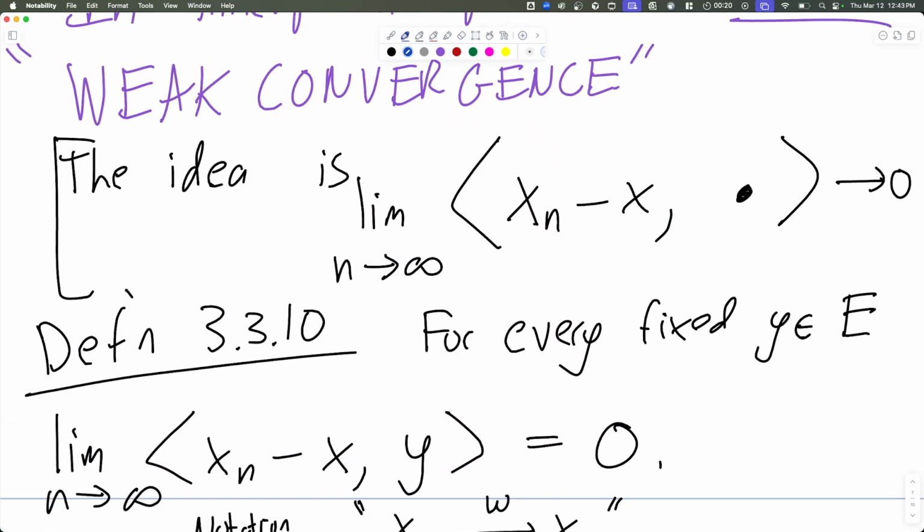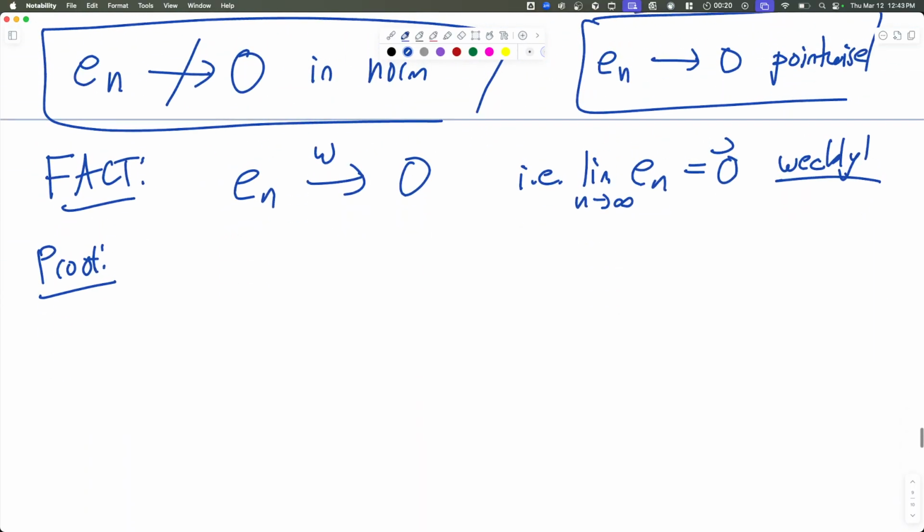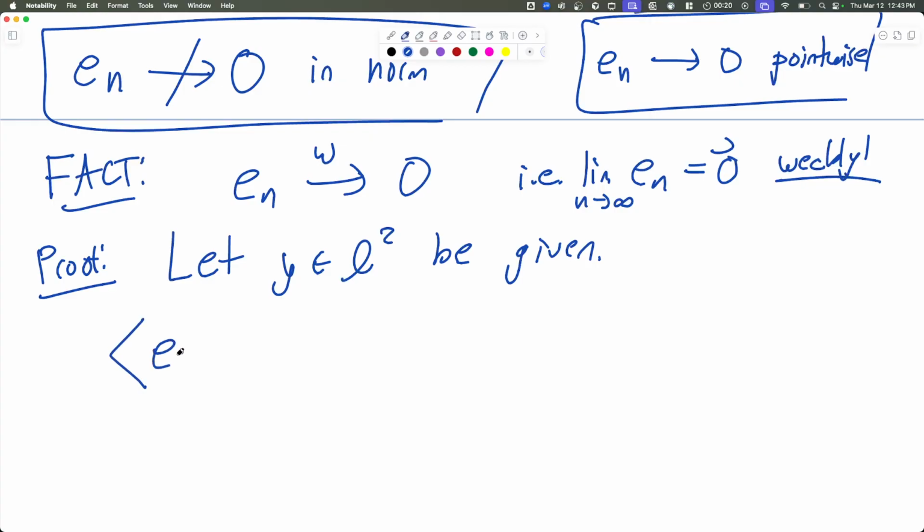Someone gives you a y, and you say, I do the inner product against your y, and I make sure that the limit is what I want. Okay, so we have to be given a y. Let y in L2 be given. Well, L2 is a sequence space, so you just gave me a sequence of things, and now I'm going to do the inner product of En minus 0 with y.